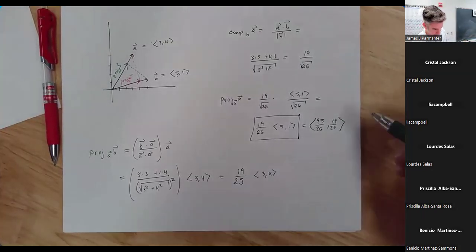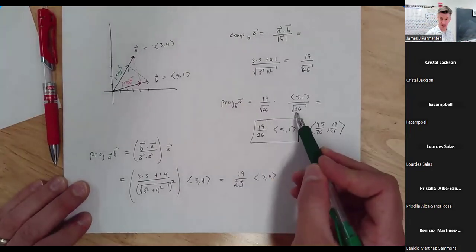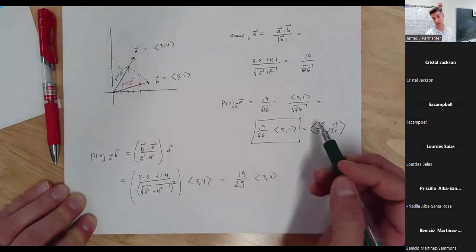Why does the square root cancel? Because I have a square root of 26 times the square root of 26. And the square root of 26 times the square root of 26 is the square root of 26 squared, which is 26.